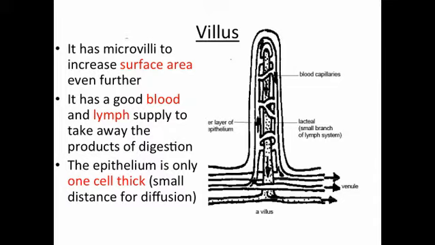As I mentioned earlier, the outside layer of the villus is only 1 cell thick, which means that diffusion can happen relatively quickly because the molecules do not have to go very far.